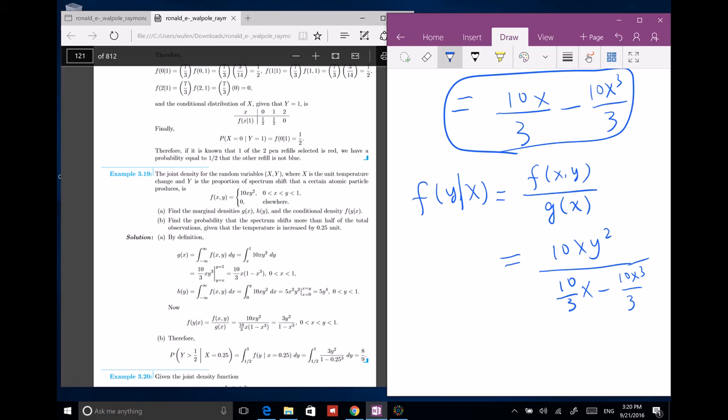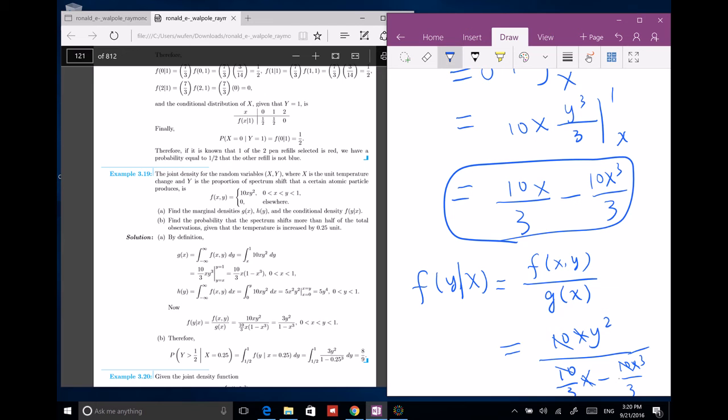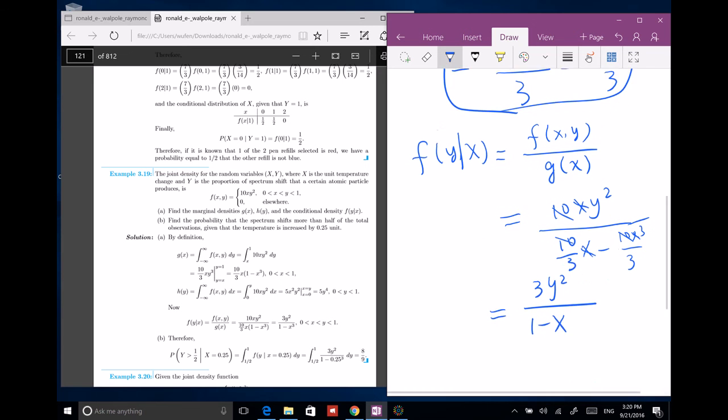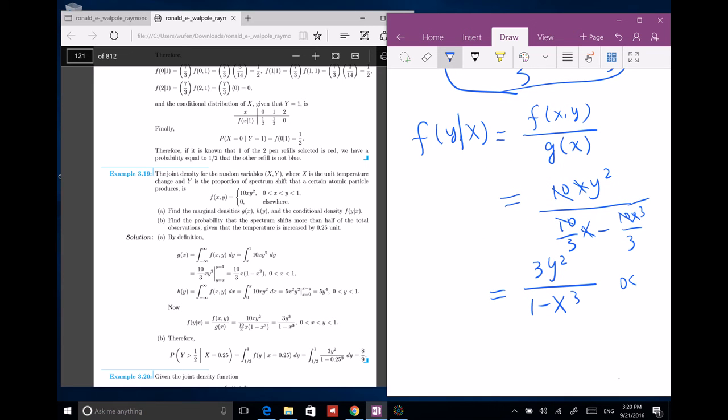Then you multiply everything by 3, and you can cancel the x out. Then 10 is cancelled out, and 3 goes to the top, so it's 3y squared over 1 minus x cubed. The x times another x is power 4, which gives x cubed, for 0 less than x less than y. So this is the conditional probability.